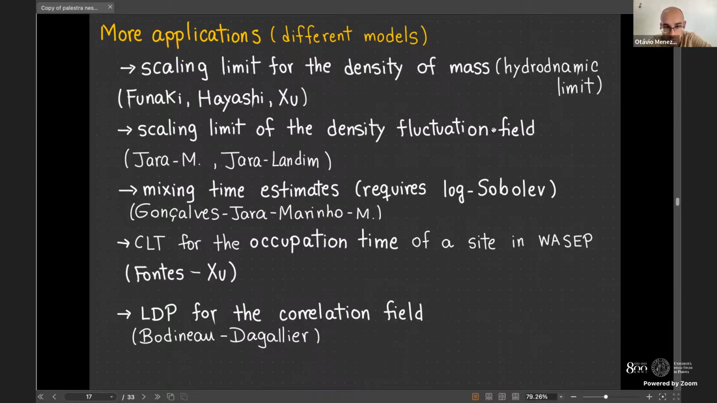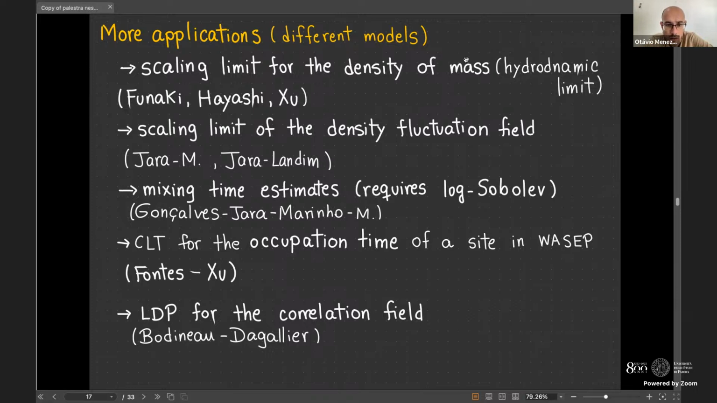So several people have used either the inequality or its proof method to do different things. We have stumbled upon it while doing random walks on dynamic random environments driven by the exclusion process, and since then we were able to apply it to some other contexts.